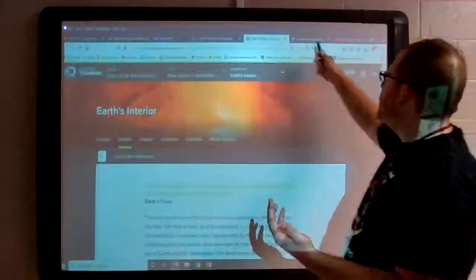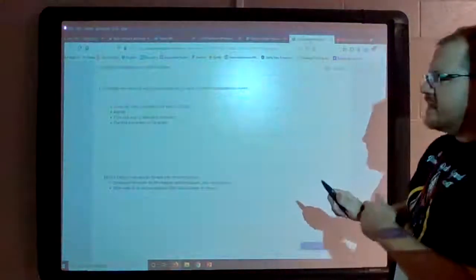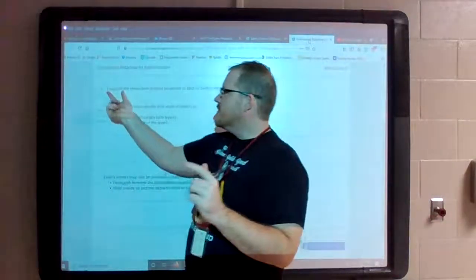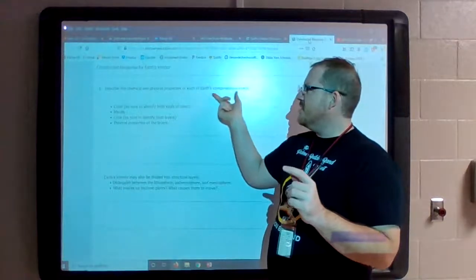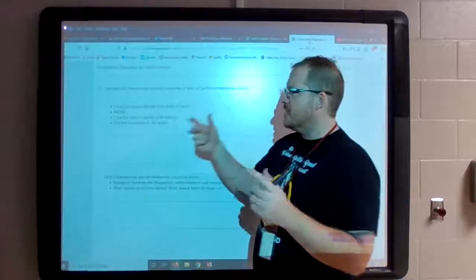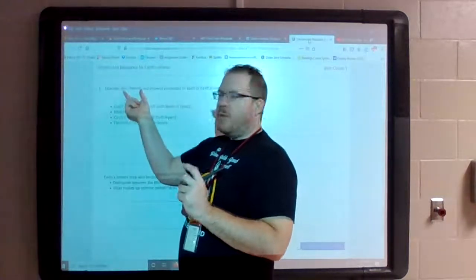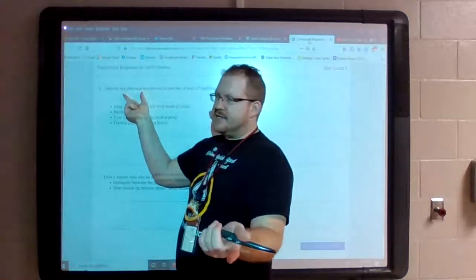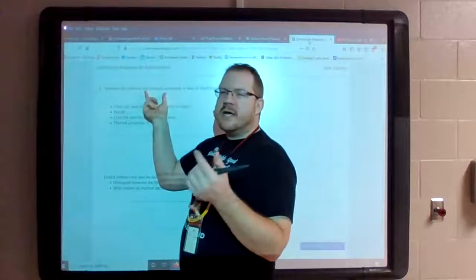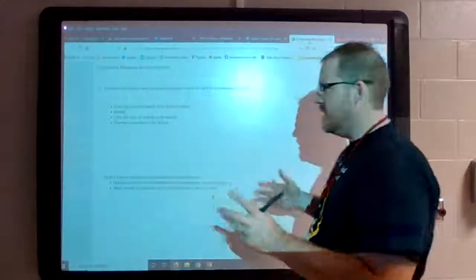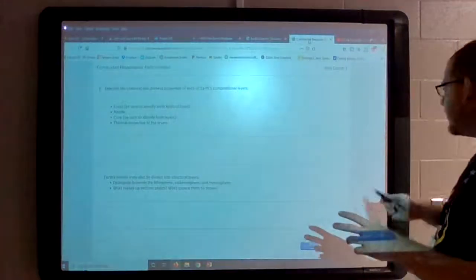And so we've kind of gone over the reading already. Let's take a look at the assignment. Only 2 questions today. Question number 1: describe the chemical and physical properties of each of Earth's compositional layers. So we have those 3, the crust, the mantle, and the core. You need to tell me what elements it has in it. That's the chemical properties. And what state it's in. That's the physical properties. Is it a solid? Is it a liquid? Is it a gas? How's that going to work out?